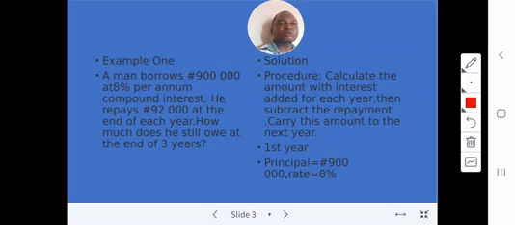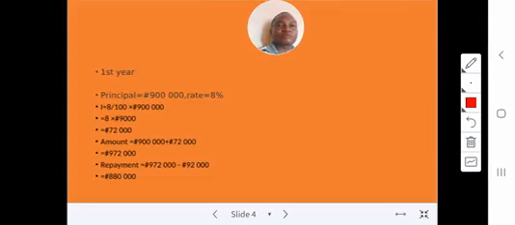Calculate the amount with interest added to each year. After calculating the amount, add the interest, then subtract the repayment. Carry this amount to the next year. Now, for the first year, the principal is 900,000. The rate is 8%. Now, the calculation for the first year is as this.